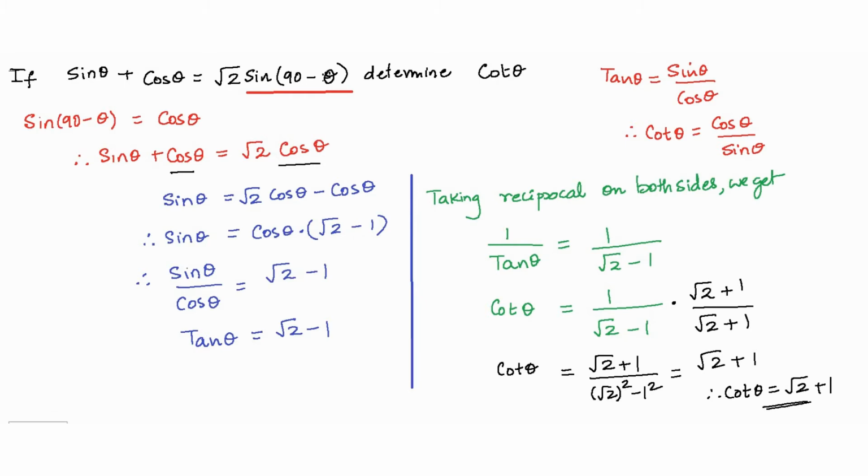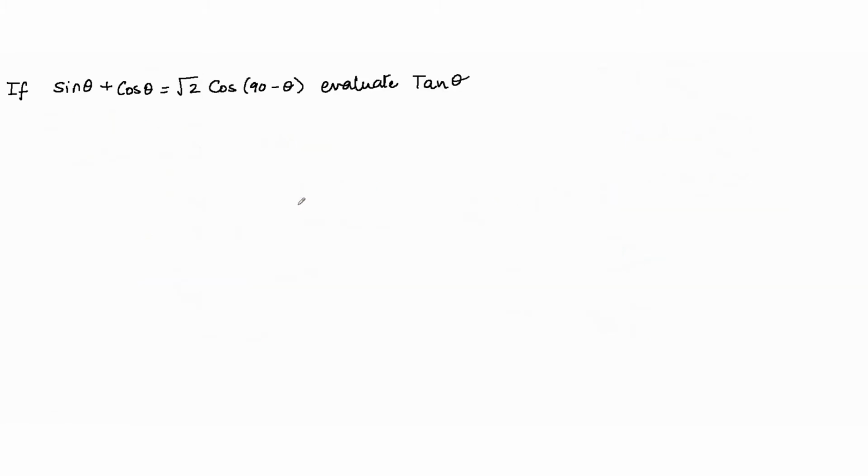Okay, moving on to the next one. So this seems to be a similar question, but now I'm going to solve this using a different idea. Let's see how it can be done. So it's given that sin theta plus cos theta is root 2 cos of 90 minus theta. Again, I know that an identity exists for cos of 90 minus theta. So using the complementary angle relations, I can say that cos of 90 minus theta is equal to sine theta.